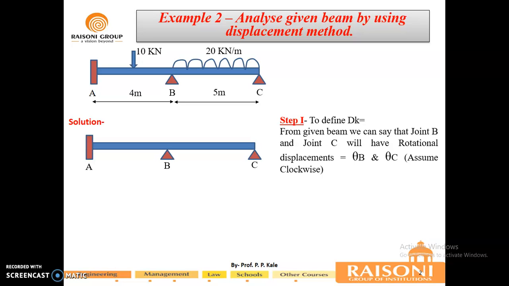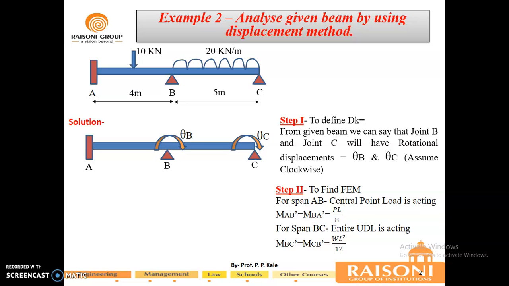So theta B and theta C will be the unknown displacements, that is, unknown rotational displacements at B and C in this entire structure. Now we will assume they are acting clockwise, because we don't know whether the beam will rotate clockwise or anti-clockwise at B or at C. So we will assume this rotation of the joints. This is our assumption: theta B clockwise, theta C clockwise.